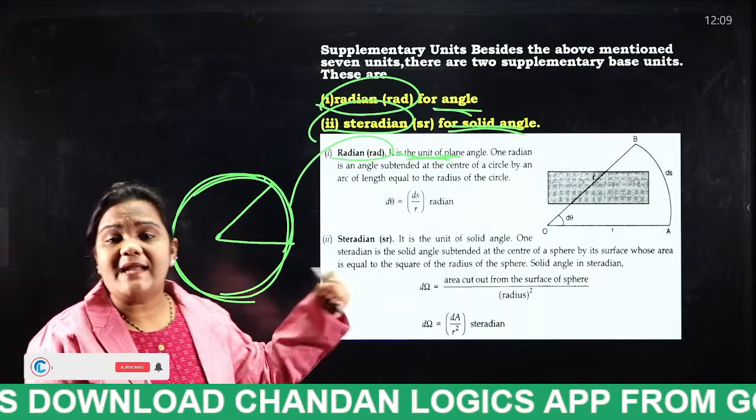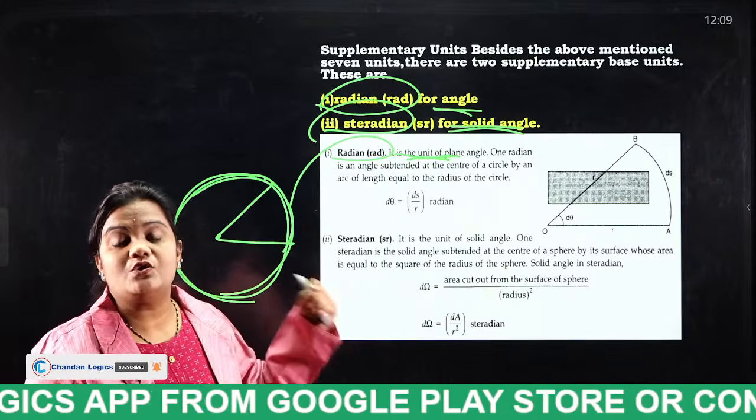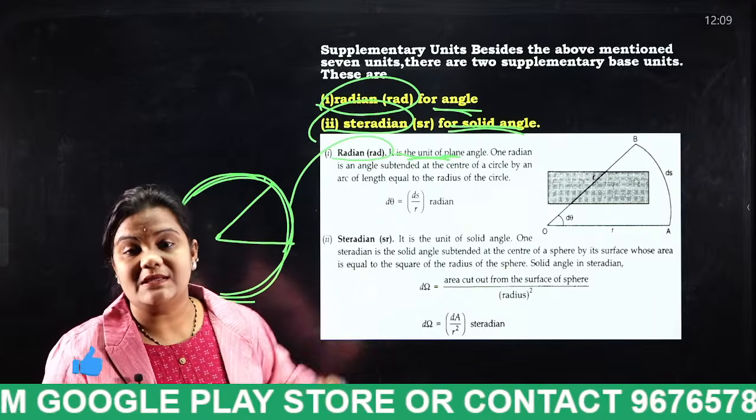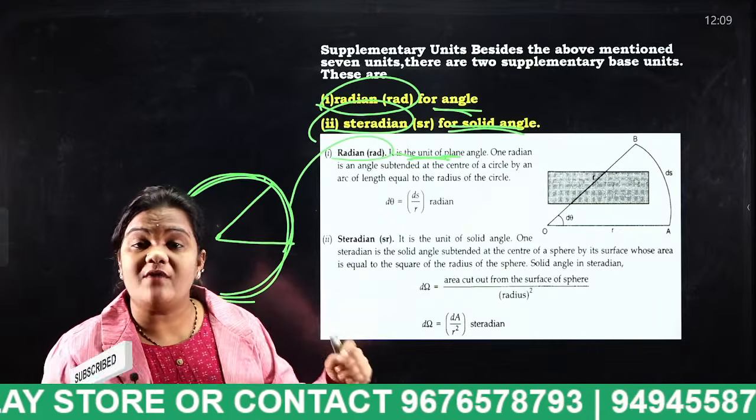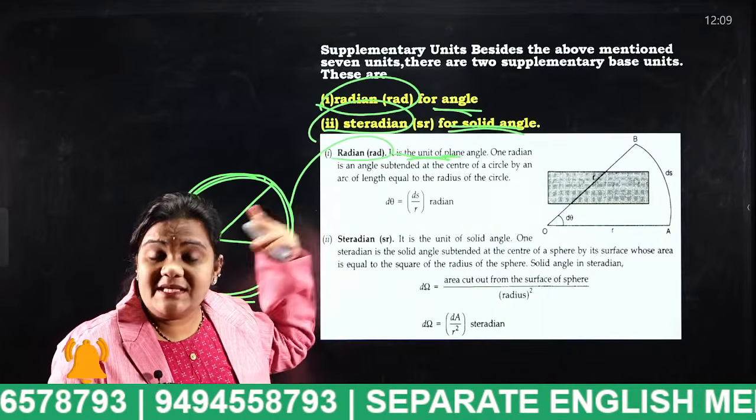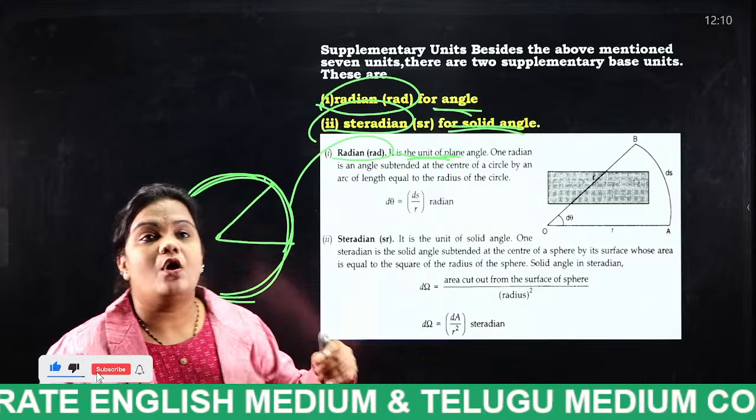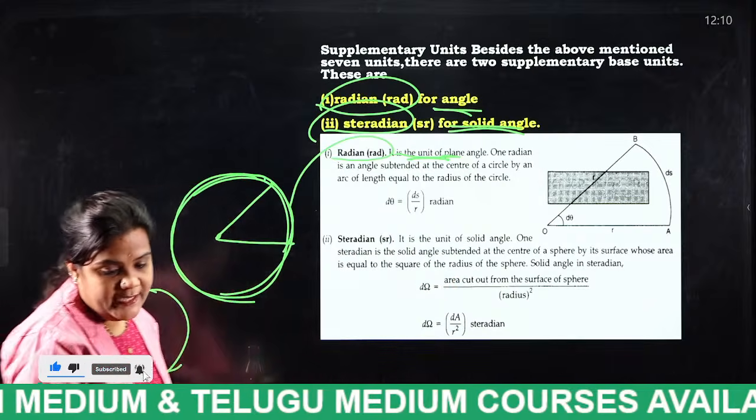The unit of the solid angle is steradian and the unit of the plane angle is radian. Very important, students. And these two units are considered as supplementary units. Okay, done.